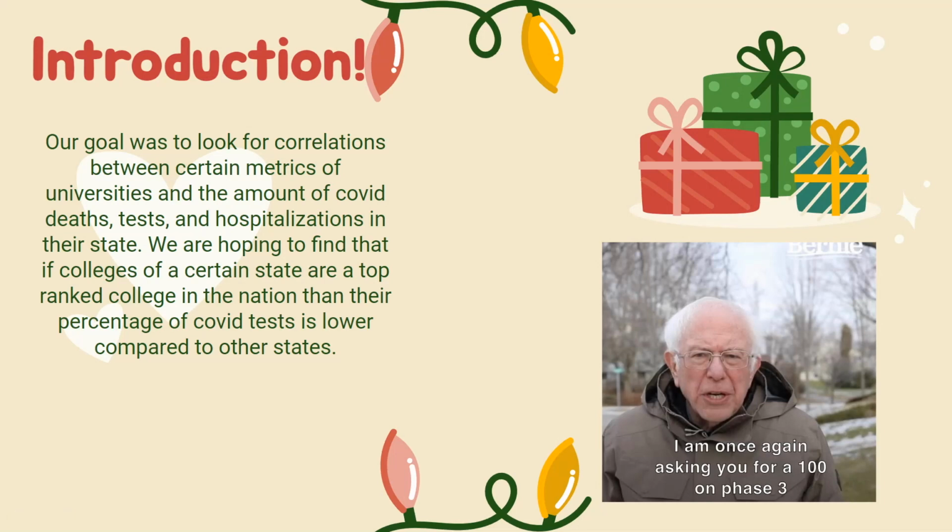Our goal for phase 3 was to look for correlations between certain metrics of universities and the amount of COVID, either tests, hospitalizations, deaths, and other statistics like that. And what we're looking to find is a correlation between higher level universities within states and those states' higher level of tests, lower number of deaths, and statistics like that.